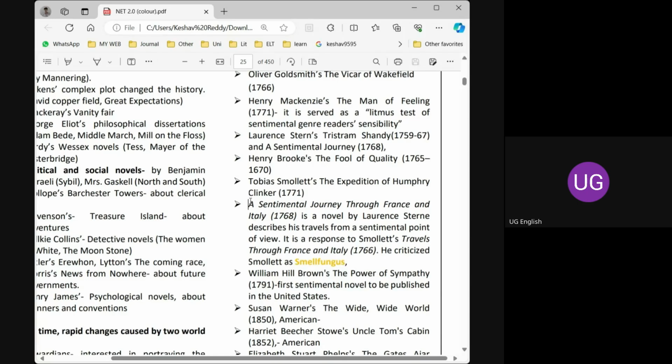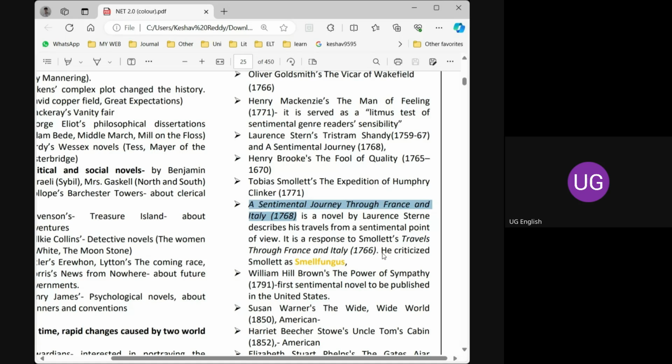Here there are two novels with a slight difference. A Sentimental Journey through France and Italy. It is like a war of novels or literary war, you can say, a response to the other work. Simple. So the first work is by Smollett, titled Travels Through France and Italy. Same title almost. His intention is to record his experiences in France and Italy. That is by Smollett. And in response to this, Laurence Sterne wrote A Sentimental Journey Through France and Italy.